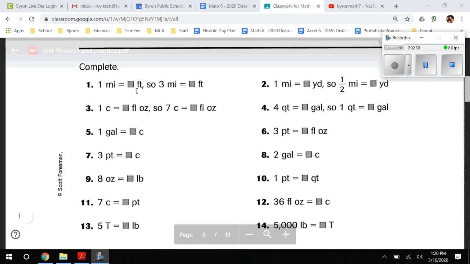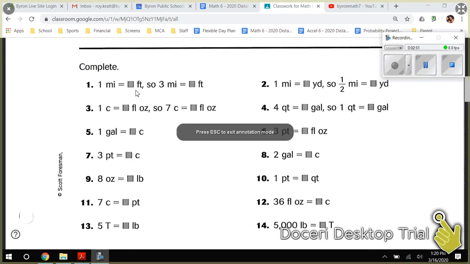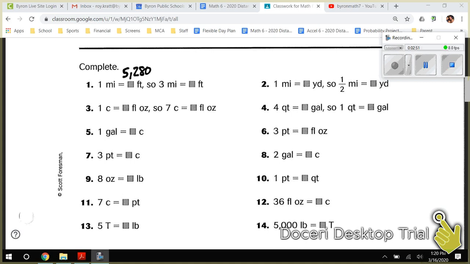All right, so 1 mile equals how many feet? Well, 1 mile equals 5,280 feet. That's kind of a basic fact you'd have to memorize. 5,280 feet. So then it says 3 miles is how many feet? Well, then you just multiply that by 3, right? So 5,280 times 3. That's going to be 15,840 feet. All right, so that's kind of how we're doing stuff like this.